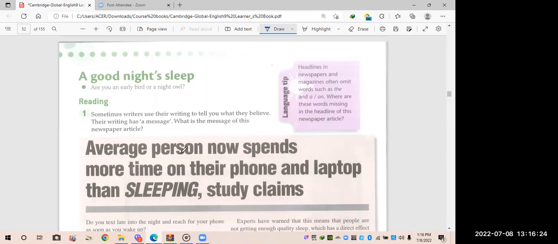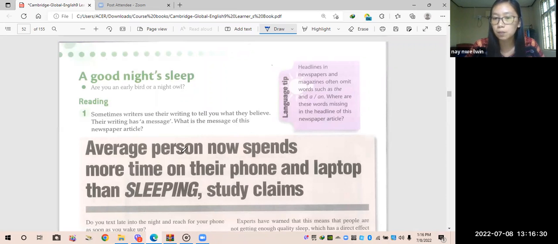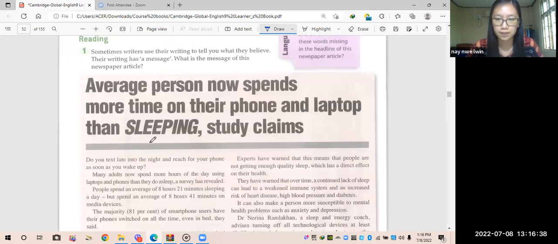We use phone and laptop more than the time that we sleep. Yes. So most of the people spend their time on their phone more than sleeping, right? So that is the message that's given by the news article.